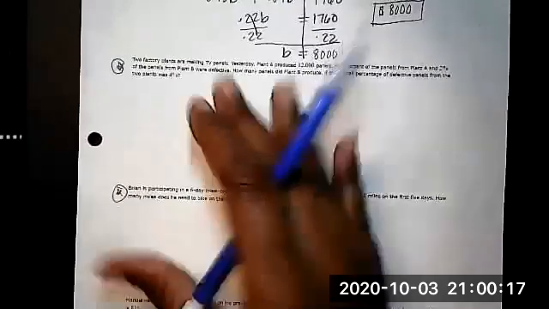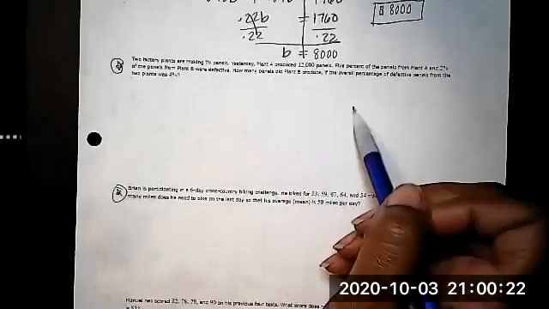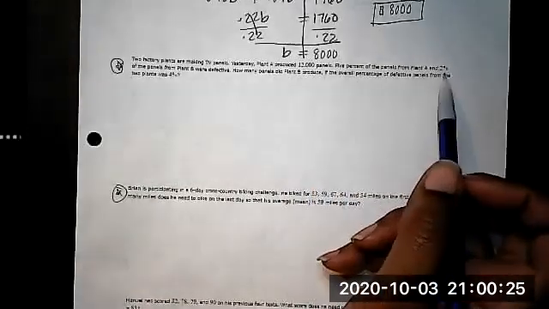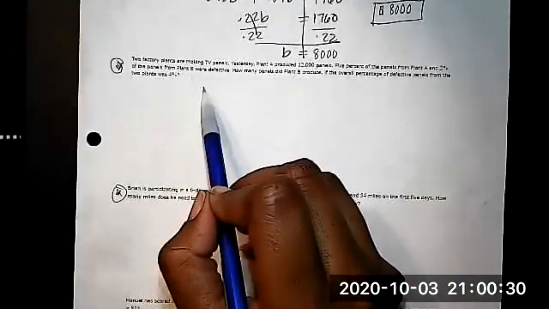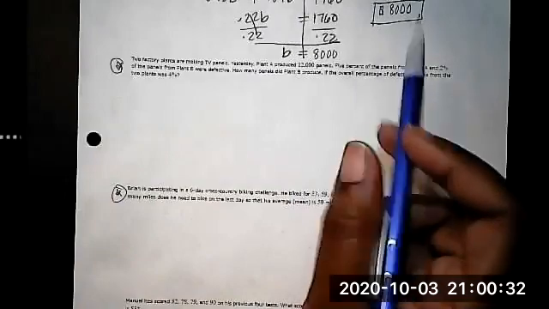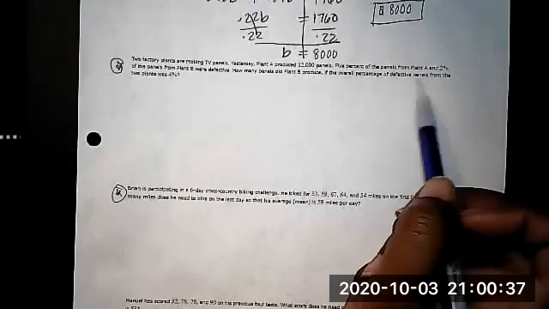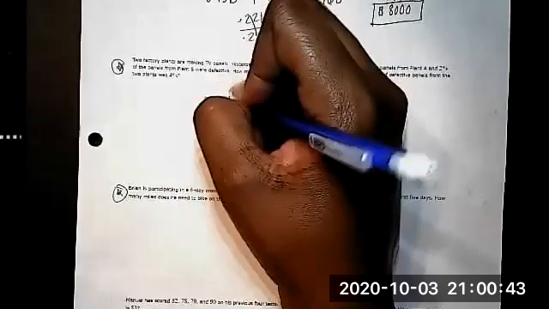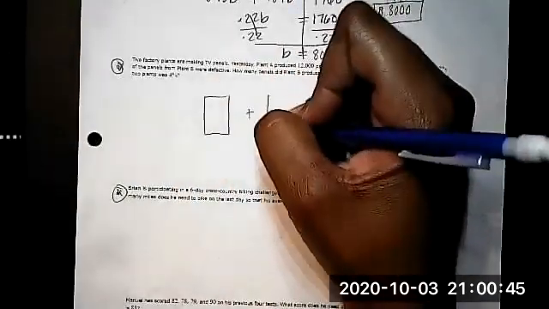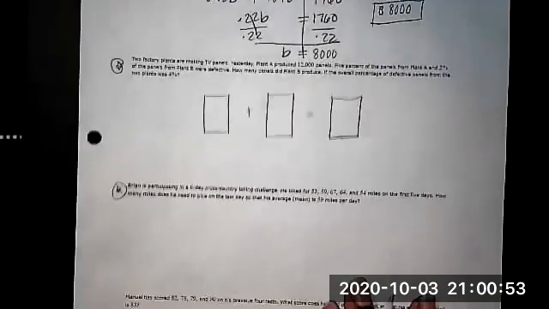2 factory plants are making TV panels. Yesterday, Plant A produced 12,000 panels. 5% of the panels from Plant A and 2% of the panels from Plant B were defective. How many panels did Plant B produce if the overall percentage of defective panels of the plants was 4%? This one is kind of like the one we did with the percentage of solutions. So let's look at it, okay?